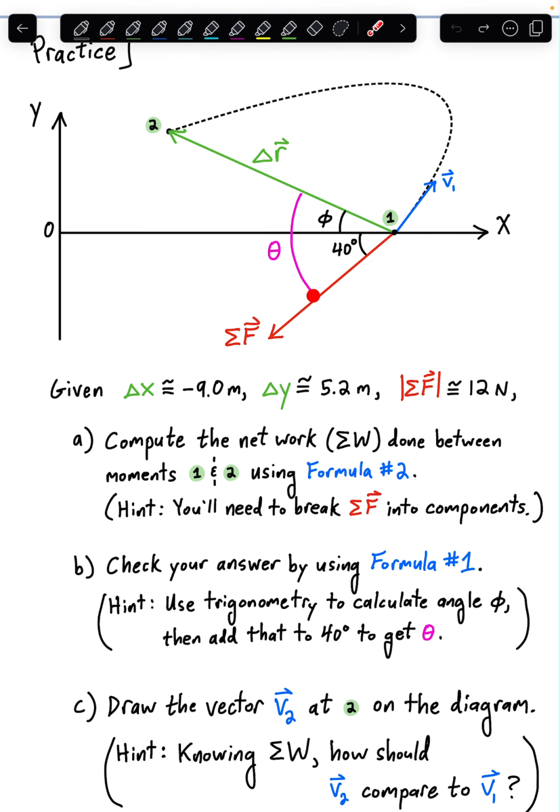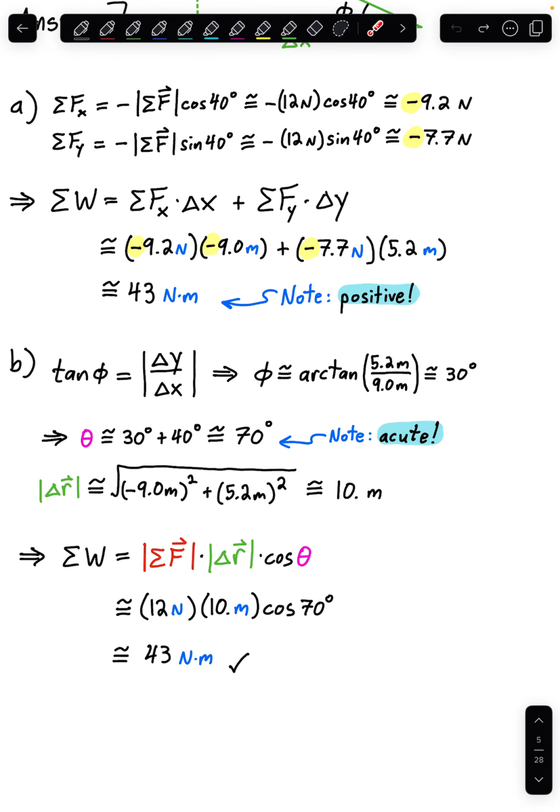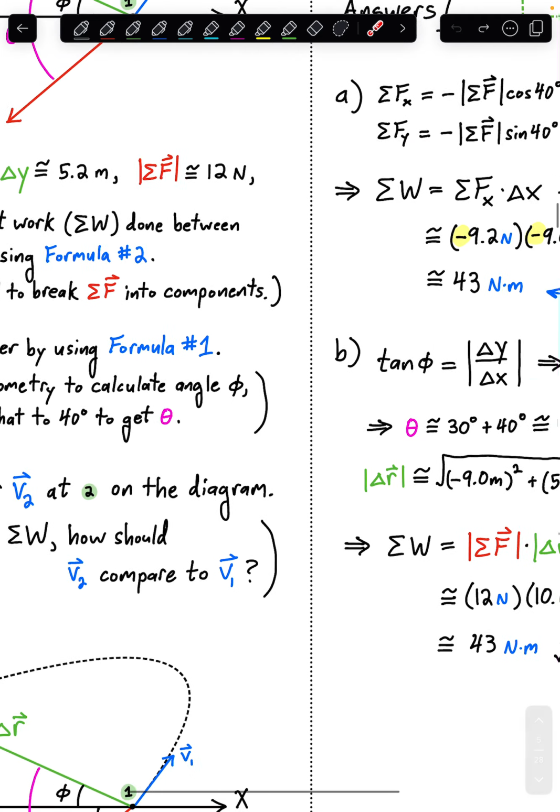So we expect that the net work is going to be positive because of that acute angle between those two vectors there. So using formula 1, magnitude of net force times magnitude of displacement times the cosine of the angle between them. That's the cosine of the 70-degree angle. And we get about 43 newton meters, in agreement with the other formula.